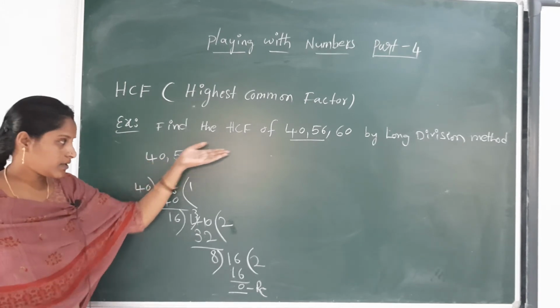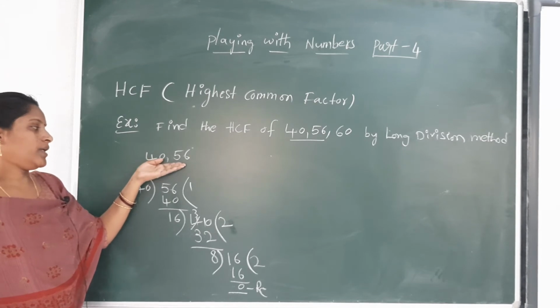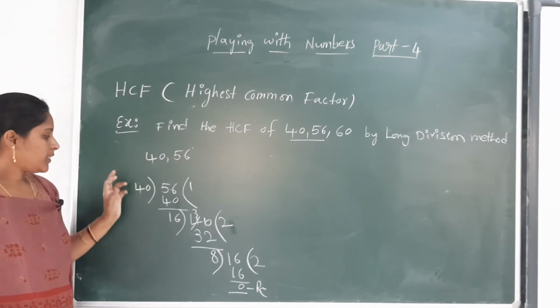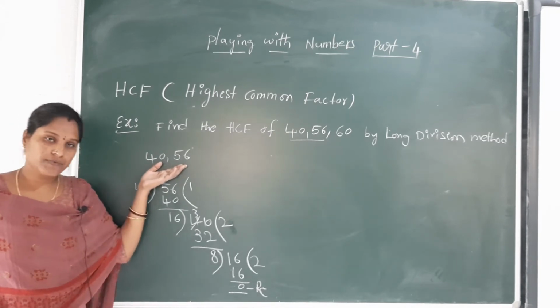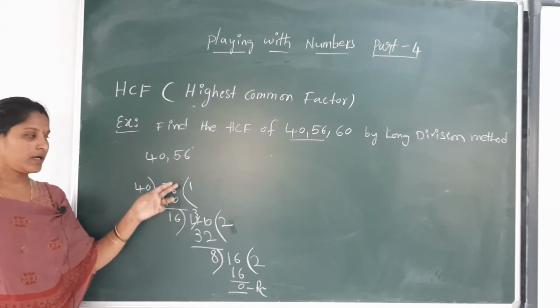First I have considered the first two numbers, 40 and 56. We have to find out the HCF of these two numbers by using the long division method. Yes, from these two numbers which is the biggest? 56. So 56 is the dividend here, and which is the smallest?